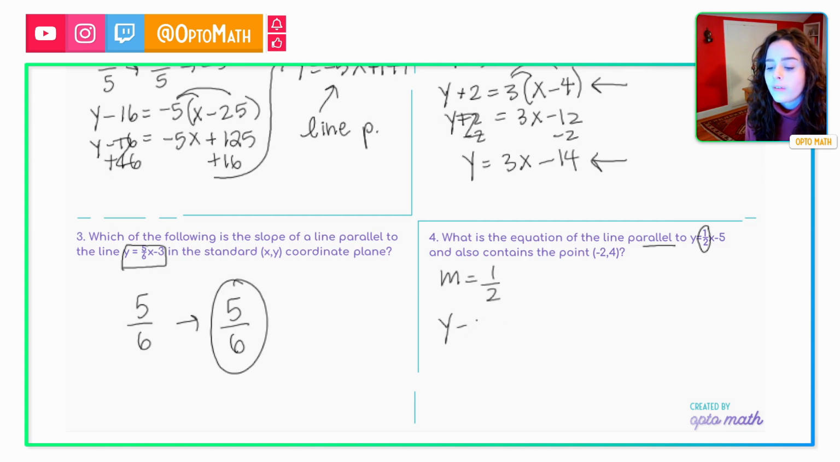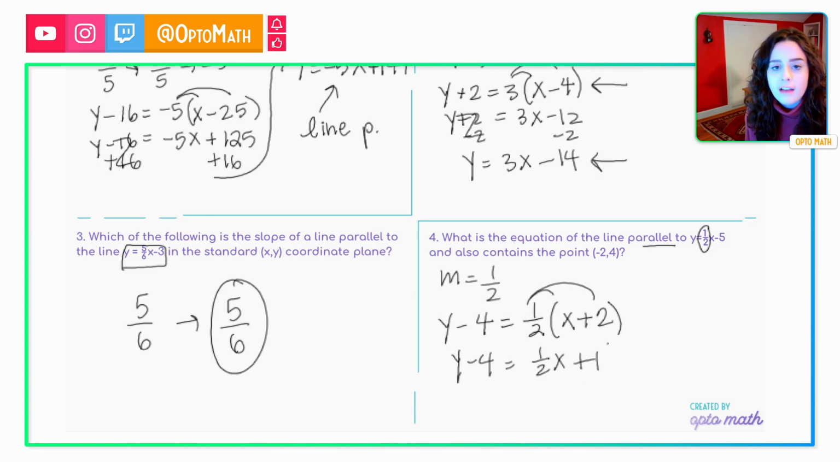Y minus the y value, which is 4, equals the slope, which is 1/2, times the quantity of x minus the x value, and if we subtract a -2, that's going to be a positive 2. So now we'll distribute. Y minus 4 equals 1/2 x plus 1, because 1/2 times 2 is a 1, and we'll add 4 to both sides. That's a 0. Y is equal to 1/2 x plus 5, and that's it. We're done. That's our answer.